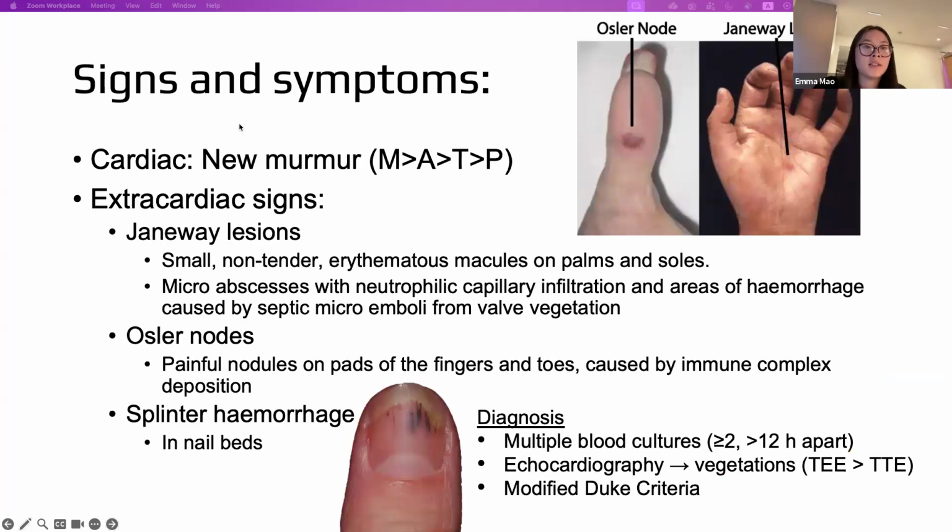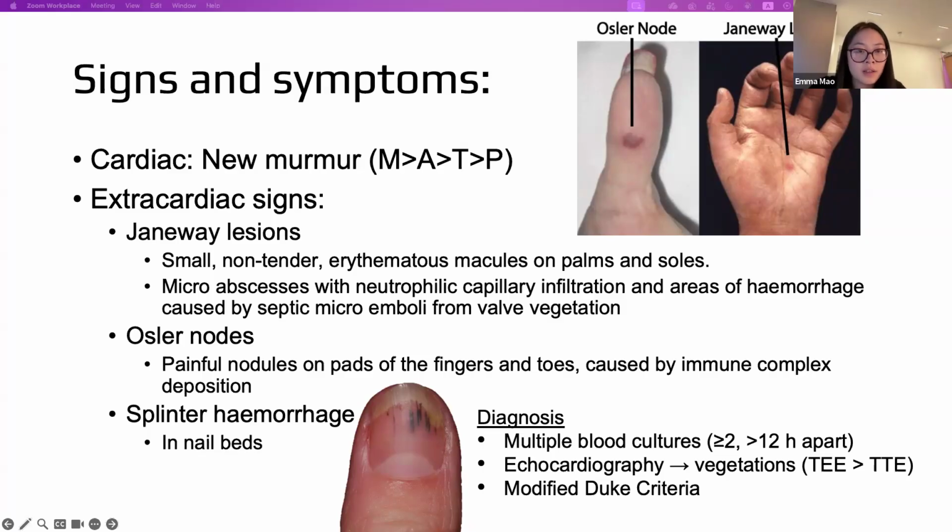Okay, so signs and symptoms of endocarditis. Cardiac signs include a new murmur, and again reminding you that it's usually the mitral valve first, and then the aortic, tricuspid, and pulmonary. The extracardiac signs you might have learned in the cardiac examination session. We have Janeway lesions, which are found on the palms and soles and are non-tender, compared to Osler nodes, which are found more on the fingers and toes, so more extremities, and are painful, so they're tender. And then we also have splinter hemorrhages, and that's what they look like, found in the nail beds that you can look for.